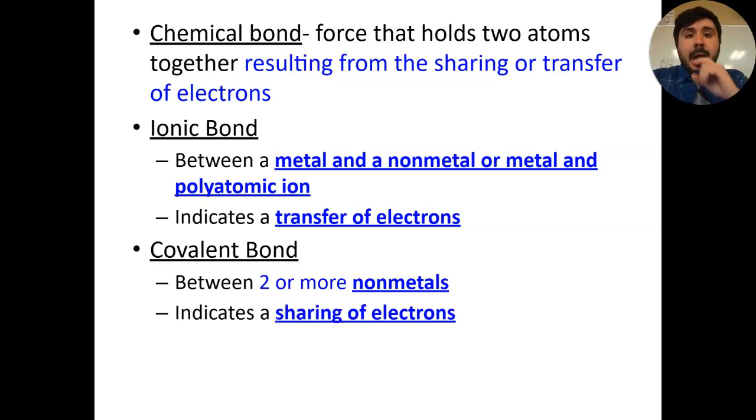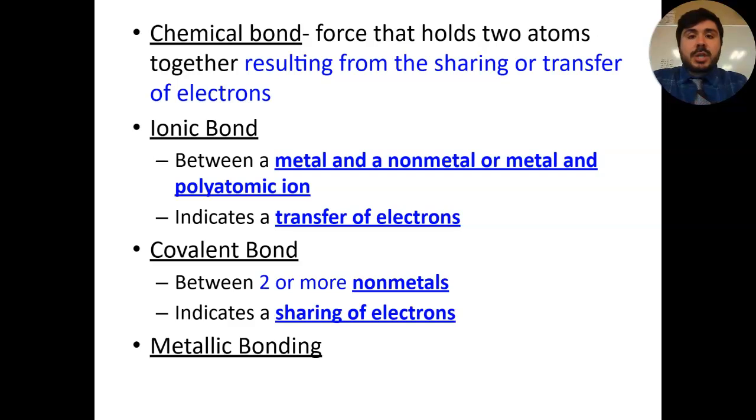Now, where ionic bonding, which we previously looked at, indicates a transfer of electrons, covalent bonding indicates a sharing of electrons. So that has now fulfilled our two different types of bonding from the definition of chemical bonding, right? Resulting from the sharing or transfer. Well, the sharing portion is dedicated to covalent bonding, and the transferring portion of the definition is dedicated to ionic bonding. Okay. So now we've got these two really distinct differences between ionic bonds and covalent bonds.